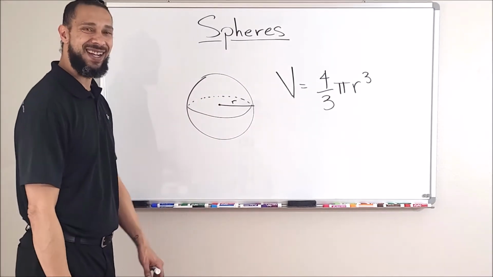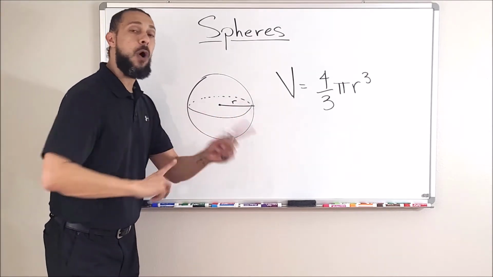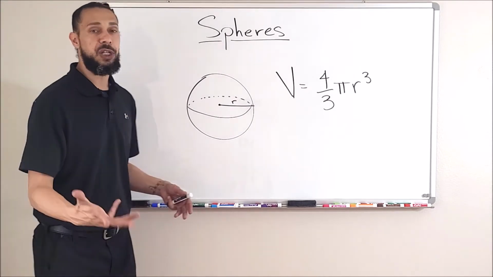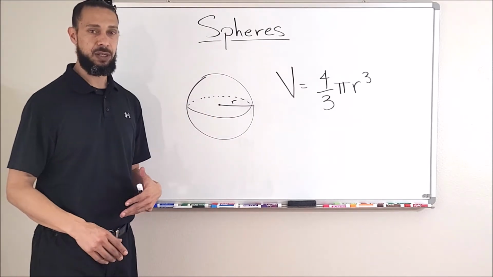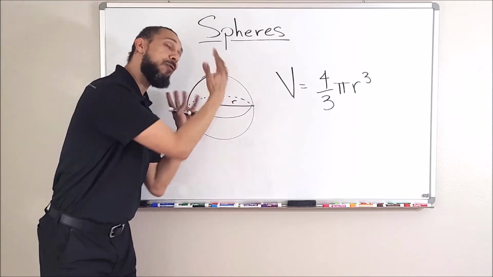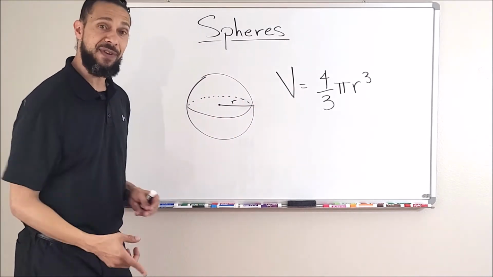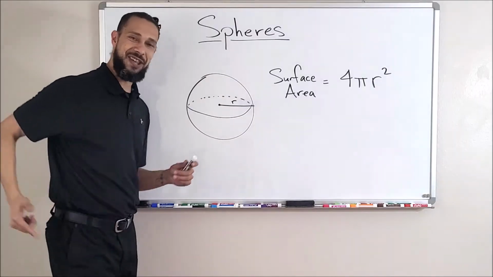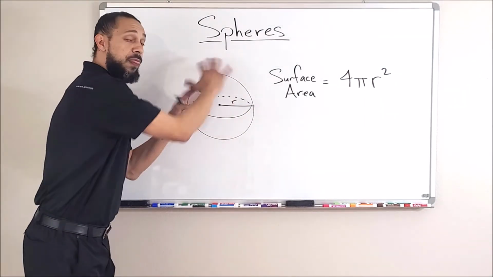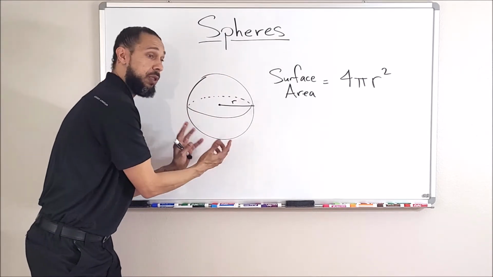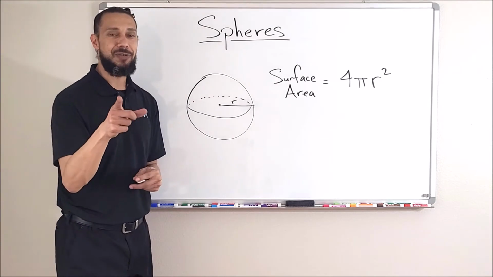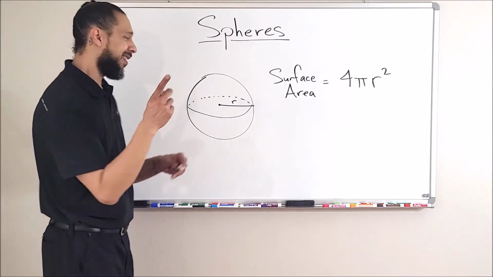So after volume, we usually talk about what's called surface area. What if I wanted to paint the outside of the sphere? How much area is around the outside of the sphere? There's a formula for that too. It's like this. That's how you find the surface area, or the outside portion, of the sphere.